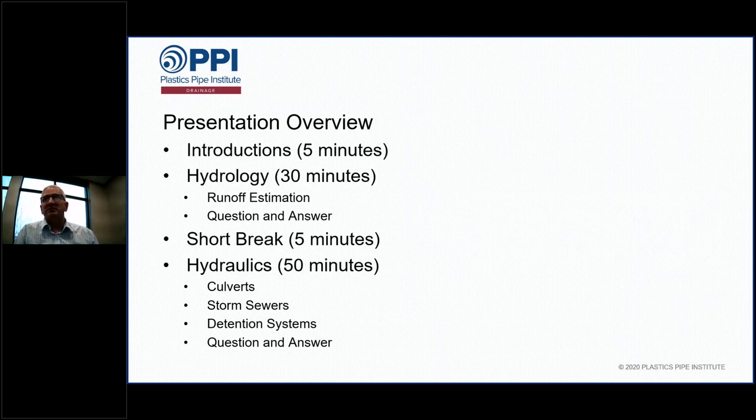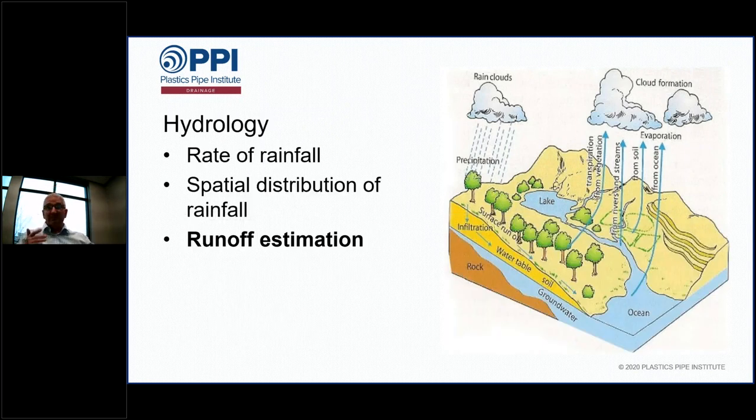Here is a quick overview of what we're going to do today and a rough idea of the timeline. Introduction, the first 5 minutes, we've gone through most of that. Hydrology, we'll spend about 30 minutes talking about hydrology and runoff estimations, then we'll do some questions and answers. We'll have a short break, maybe 5 minutes, to stretch, and then we'll jump into the hydraulics, which is closer to 50 minutes. We'll talk about culverts, storm sewers, detention systems, and then we'll have another opportunity for questions and answers. With that, we'll dive in.